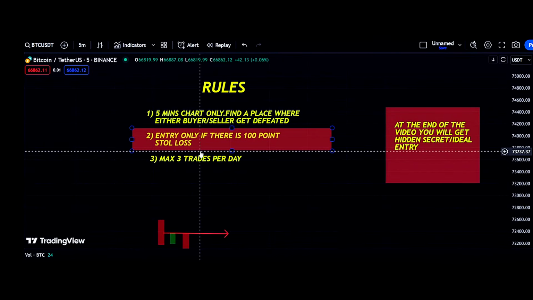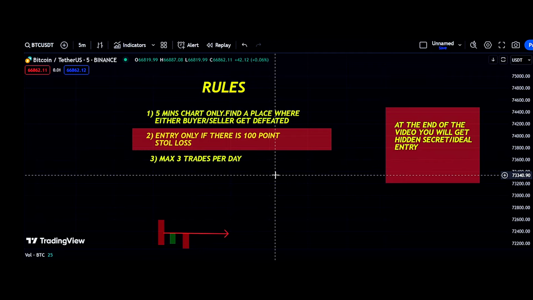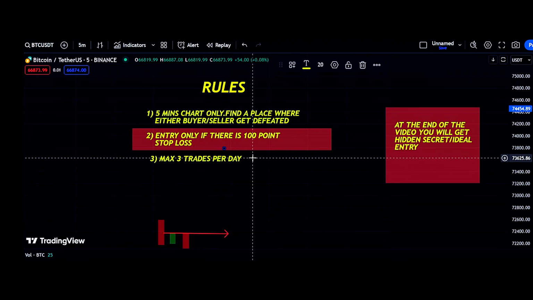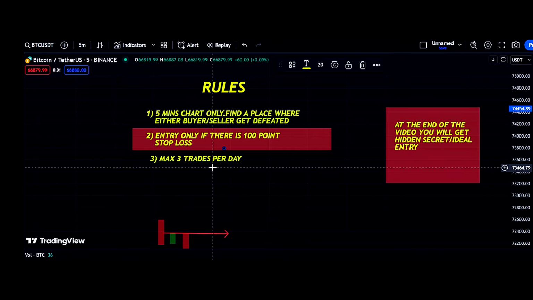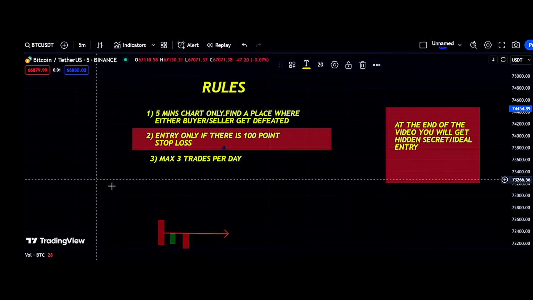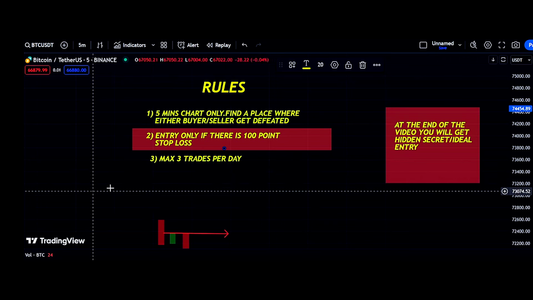Second point, entry only, this should be remembered in your mind. Entry only if there is a 100-point stop loss. Simple as that. If the trade gives you a stop loss which is more than 100 points, you won't take it. I am talking about 100 points in terms of Bank Nifty. You can take another index and adjust accordingly, but I am talking about 100 points in terms of Bank Nifty. Third and foremost rule, max 3 trades per day.